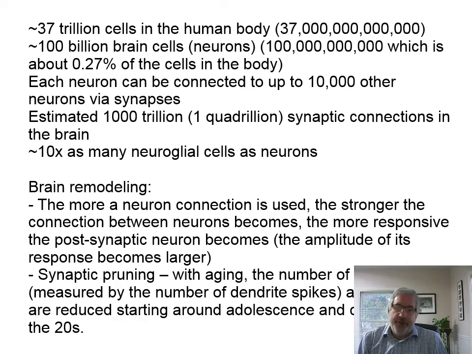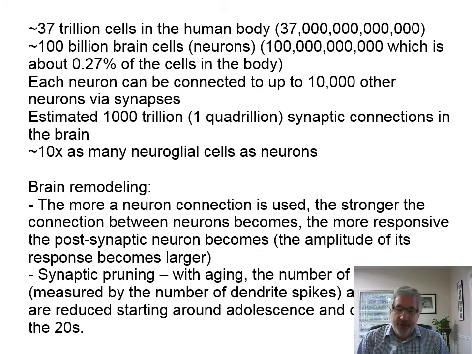So also during development, or actually throughout your life, the more a neuron connection is used, the stronger the connection between neurons becomes. Which means the more responsive the postsynaptic neuron becomes, the amplitude of its response becomes larger. So if you keep reusing a connection, say you learn to play the piano, and you're using your index finger for a certain key, various fingers for certain keys, as you learn, you get muscle memory is what we call it. But you actually can measure that there's more responsive postsynaptic neurons going to those muscles.